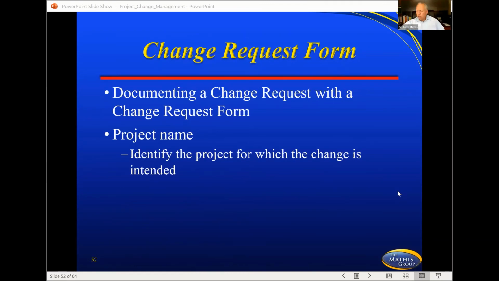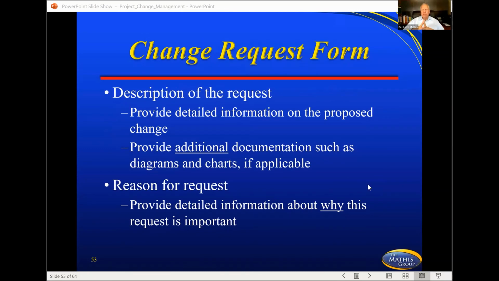A change request form can have a lot of different components, but you definitely want to have a name on there of who's requesting that change, because it's going to come up possibly some other time. A description of the request. You want people to be able to provide detailed information, additional documentation such as diagrams, charts if applicable. A reason for the request, not just that they want to change, but what benefit it is going to be.